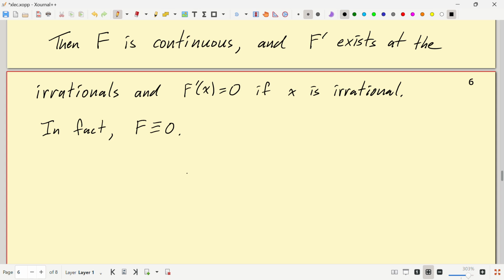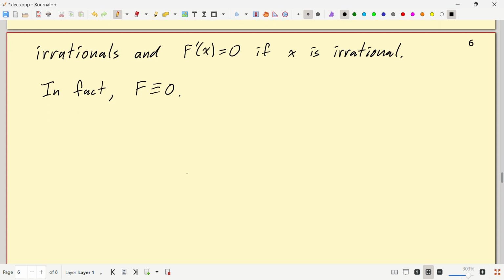Let's see, what else do I want to do today? I've got 10 minutes. I guess I would tell you about that famous theorem I told you about last time, it's called Lebesgue's theorem.